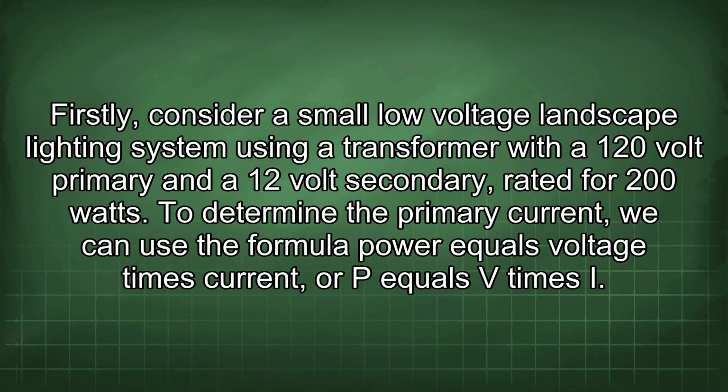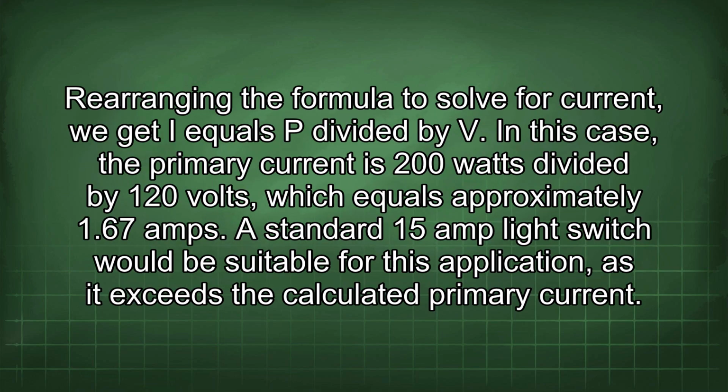Firstly, consider a small low-voltage landscape lighting system using a transformer with a 120-volt primary and a 12-volt secondary, rated for 200 watts. To determine the primary current, we can use the formula power equals voltage times current, or P equals V times I. Rearranging the formula to solve for current, we get I equals P divided by V. In this case, the primary current is 200 watts divided by 120 volts, which equals approximately 1.67 amps. A standard 15 amp light switch would be suitable for this application, as it exceeds the calculated primary current.